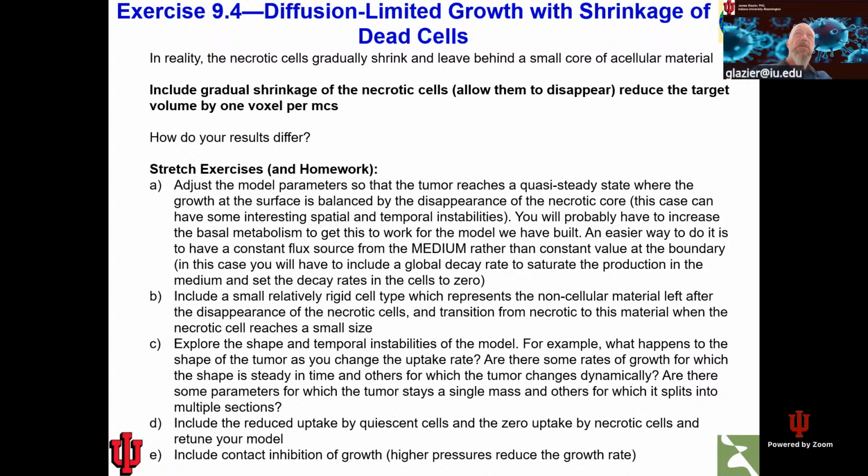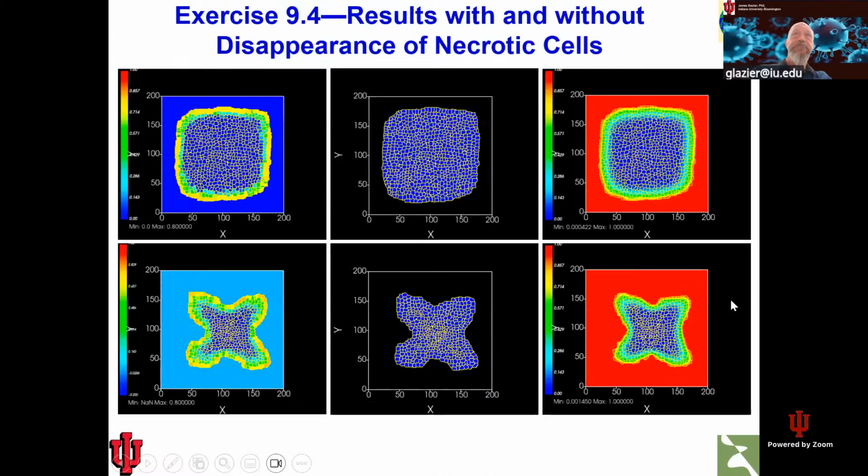And then the last step was to say, well, what if the necrotic cells disappear? I suggested reduce the target volume by 1 voxel per Monte Carlo step. That's actually pretty fast. It's actually much too fast, really, and you get mechanical instabilities. And so then you get these kind of branched morphologies, because there's a continual flow of cells into the center of the tissue, and that leads to mechanical instabilities.